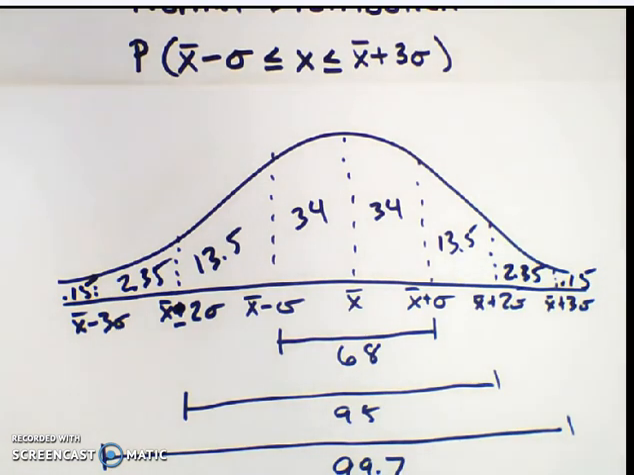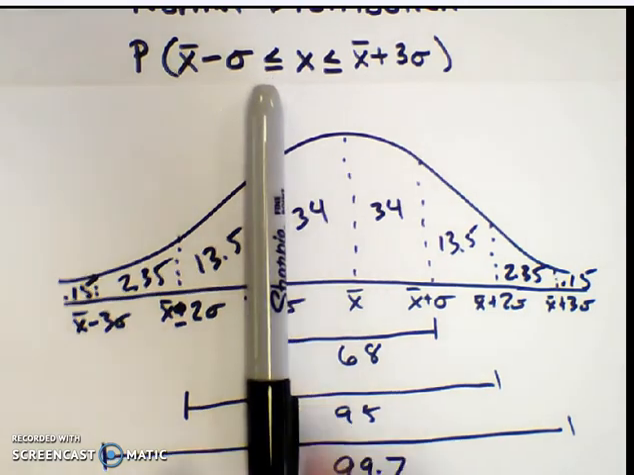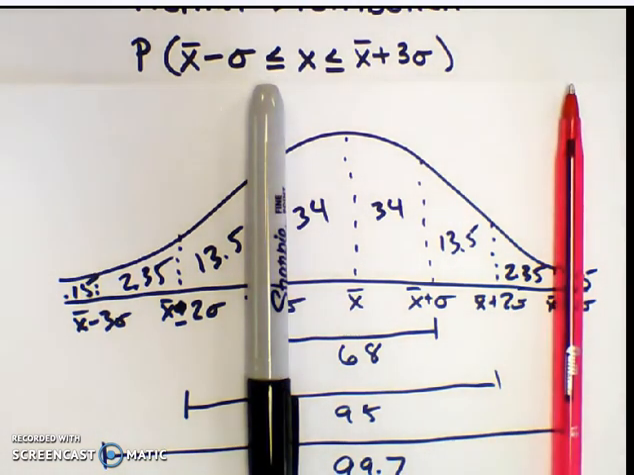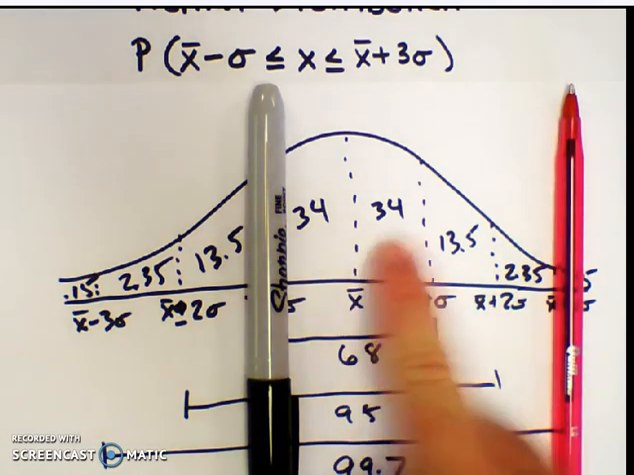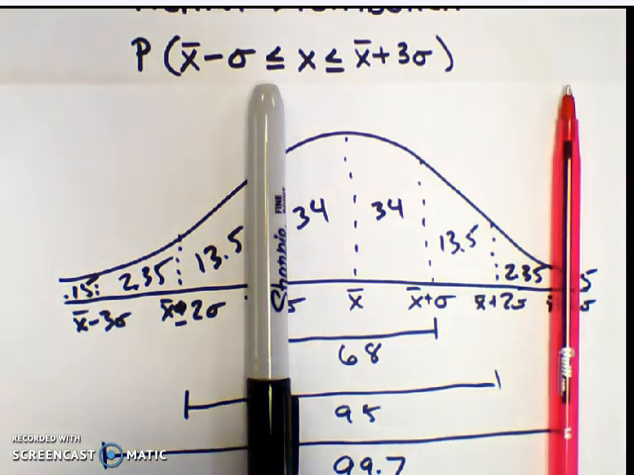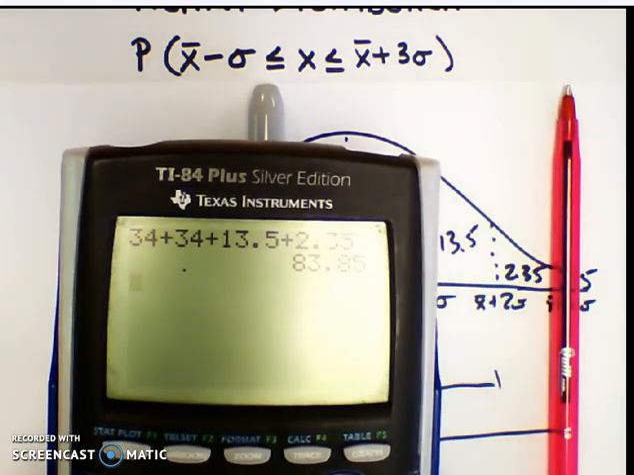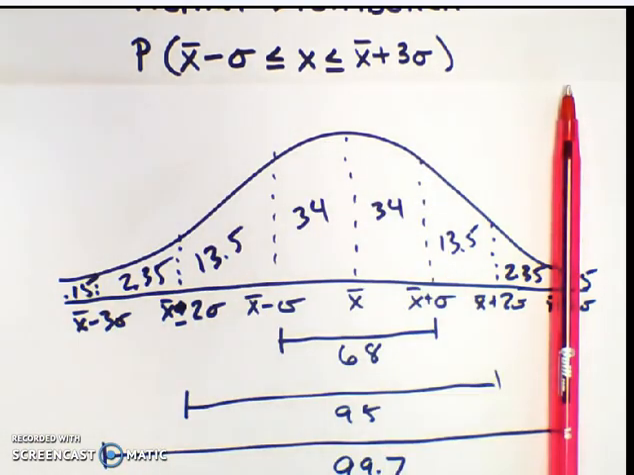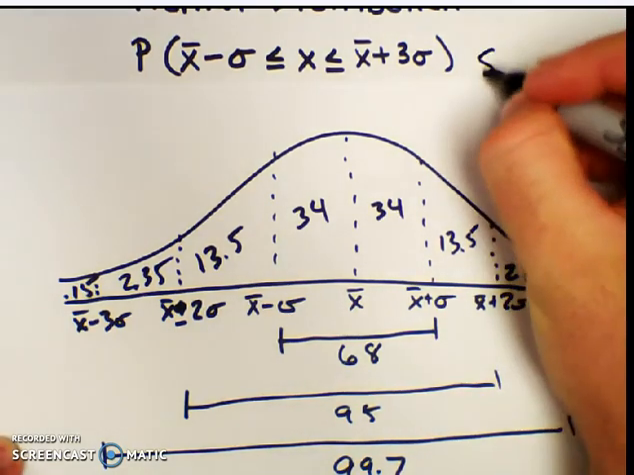Okay, so you want to find the probabilities you're going to be in between 1 below, which is right here at this pen, and 3 above, which is right here. All you're going to do is count all the percentages in between. 34 plus 34 plus 13.5 plus 2.35. Type that in your calculator, it gets you 83.85%. Okay? If I asked you for percent, that would be fine. Okay, that would be your answer.